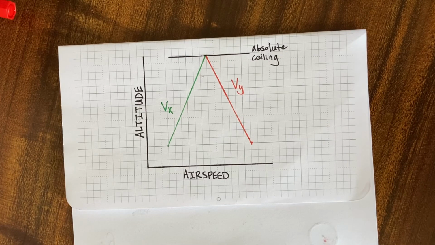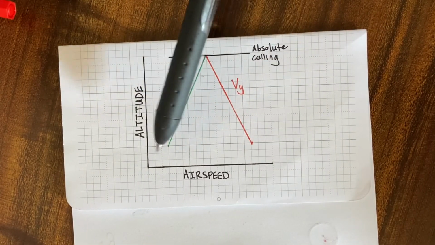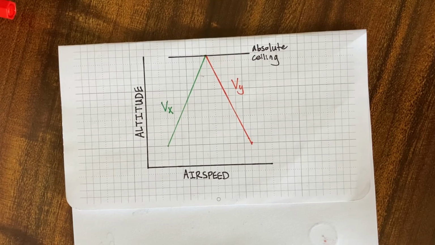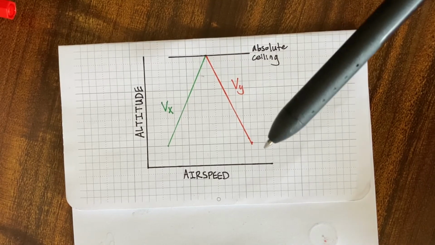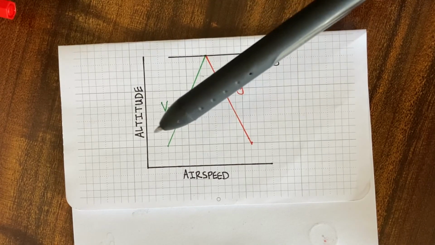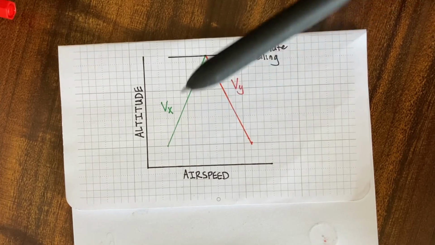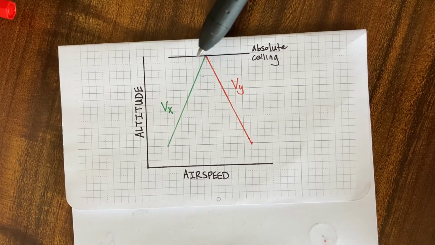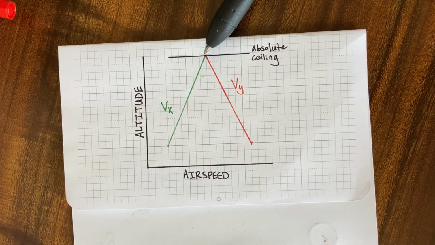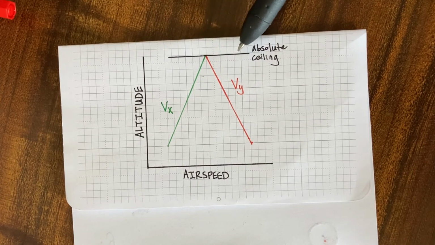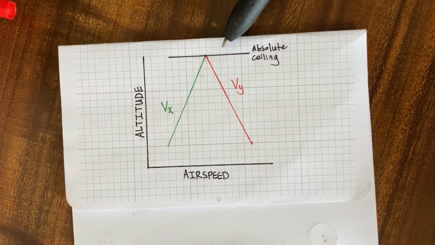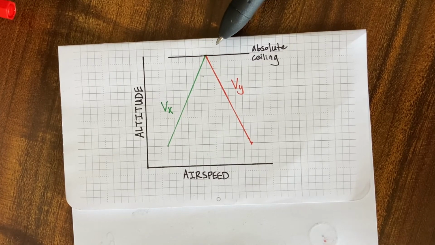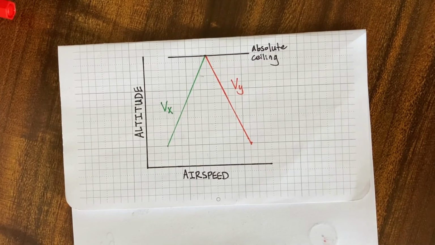So here I have a little graph with Vy and Vx airspeed down here and altitude up here. So Vy decreases with altitude and Vx increases with altitude. And eventually they meet, and the point at which they meet is called the absolute ceiling. That is the point at which the airplane cannot climb at all above that altitude.